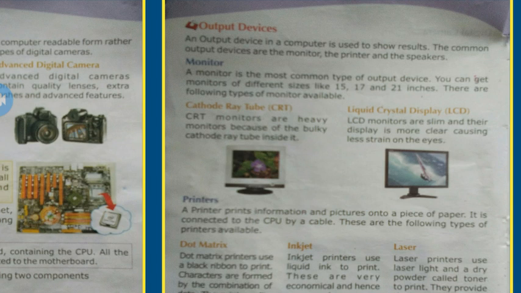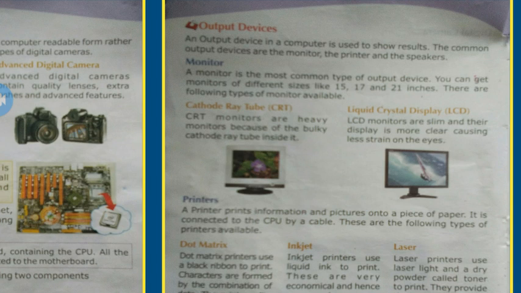Why are we using LCD monitors? LCD monitors are slim and their display is more clear, causing less strain on the eyes. That's why we are using LED monitors. Now the printer is also an output device. It is used to take a printout on a piece of paper.